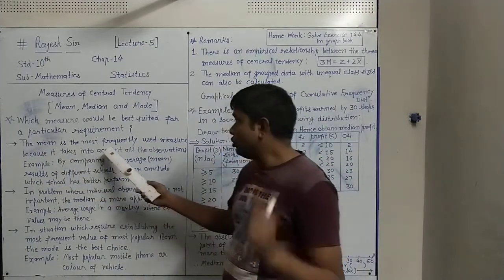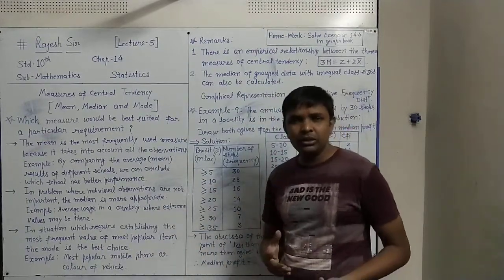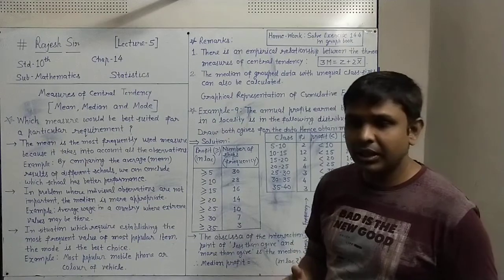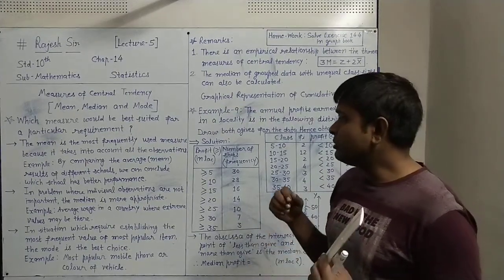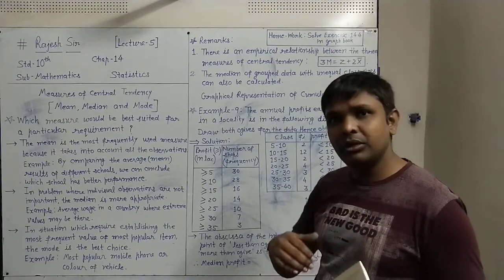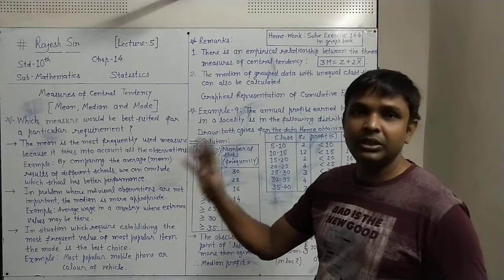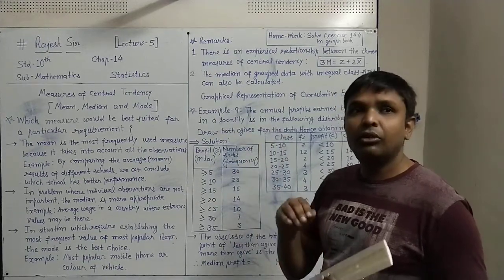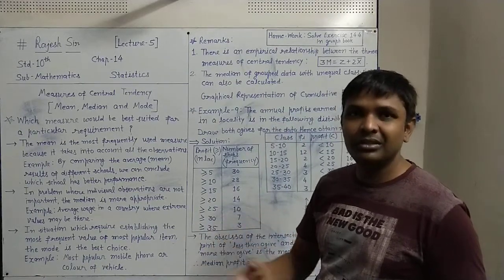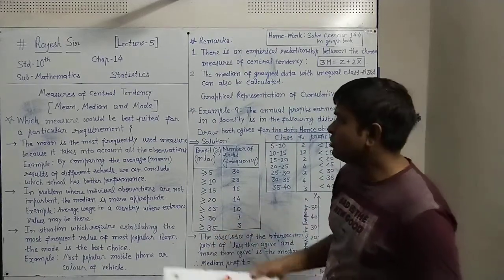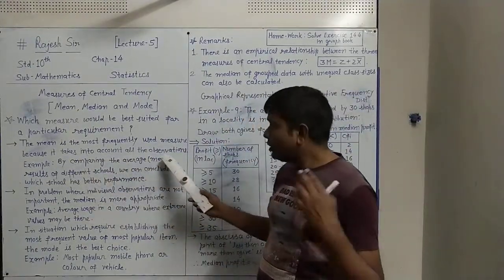The mean is the most frequently used measure. You might have heard the word average. So mean is actually the average, and you know that the average is used so many times, for finding your average marks in these subjects, or the average of batsmen scoring the runs, that also you know. So the mean is the most frequently used measure because it takes into account all the observations.